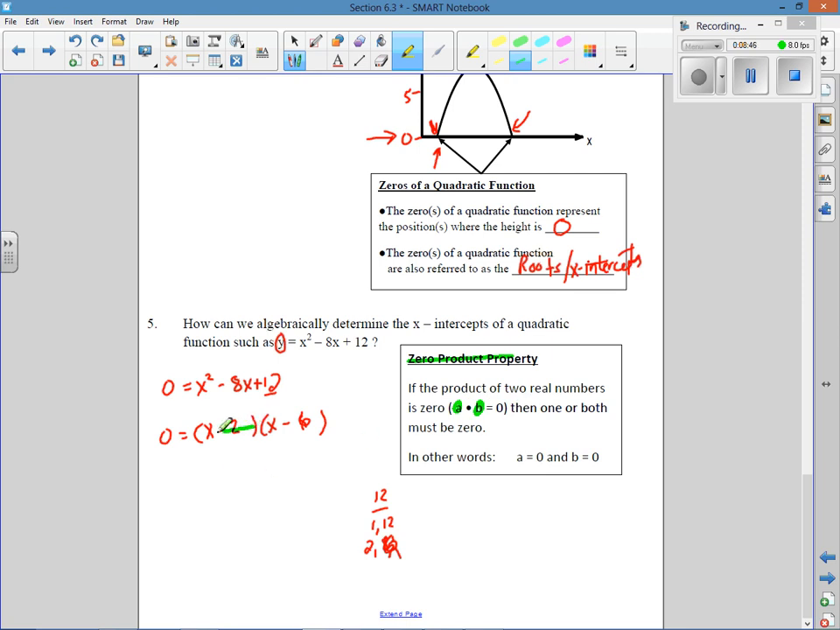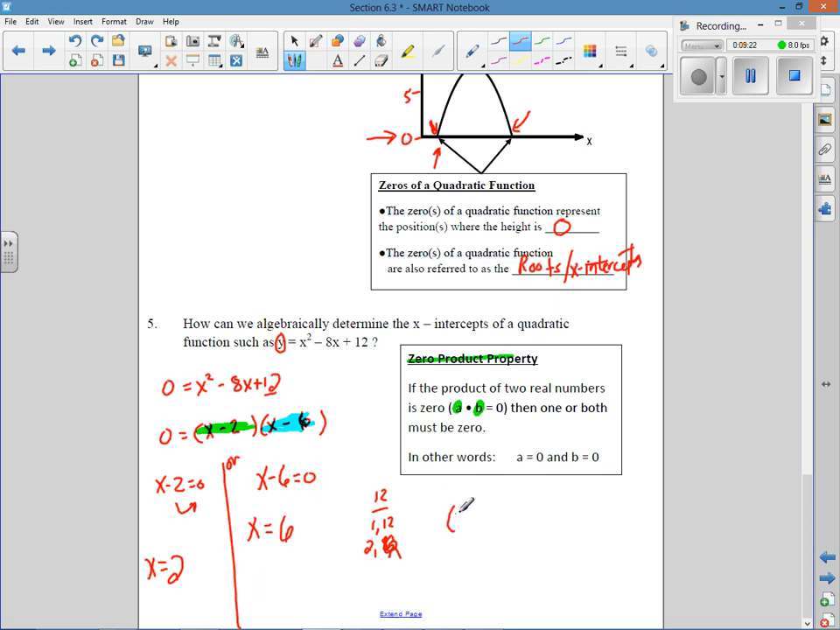So either this bracket is going to be 0, or that bracket there is going to be 0. And we don't know which one. Sometimes both of them will work out to be 0. So write x subtract 2 equals 0, or x subtract 6 equals 0. Bring the 2 over to the other side. You want to solve it for x equals. So the x-intercepts are 2 and 0, and 6 and 0.